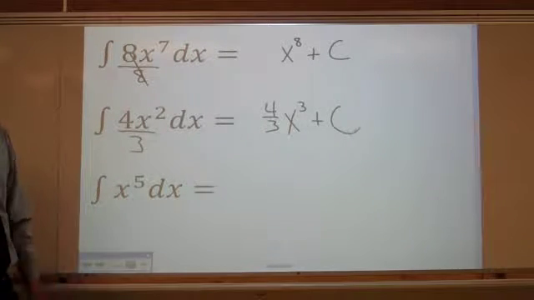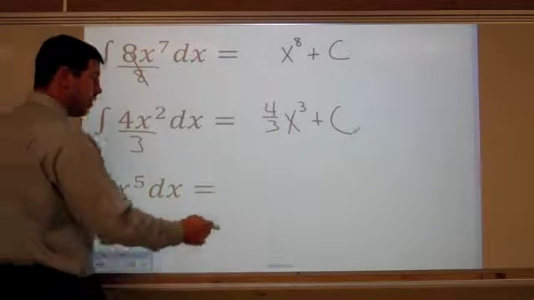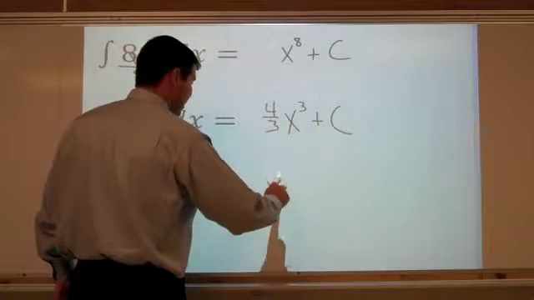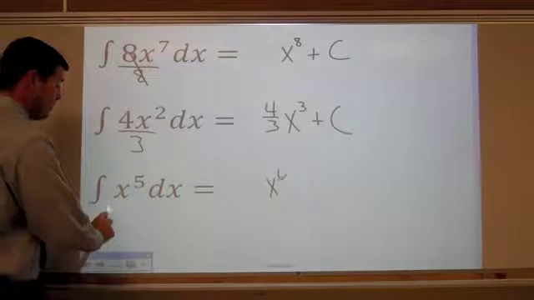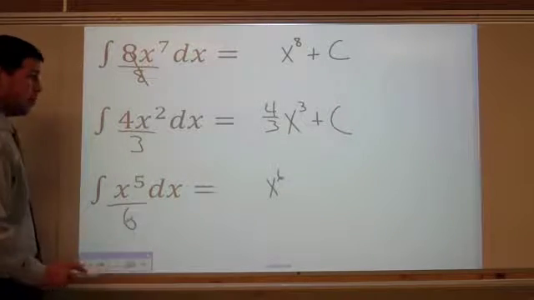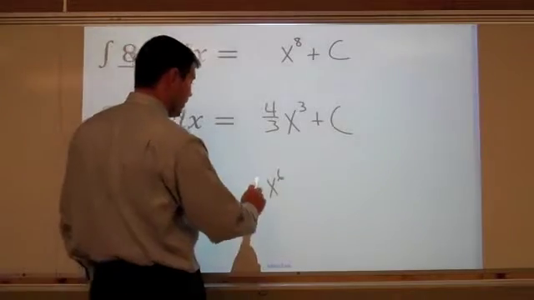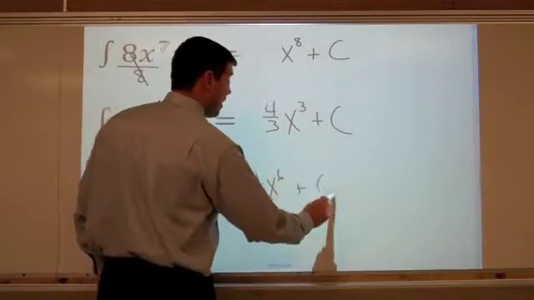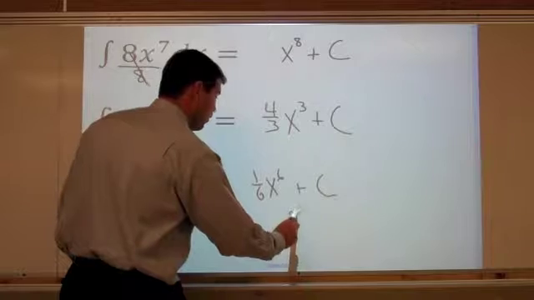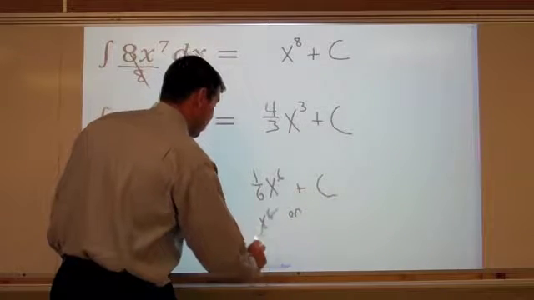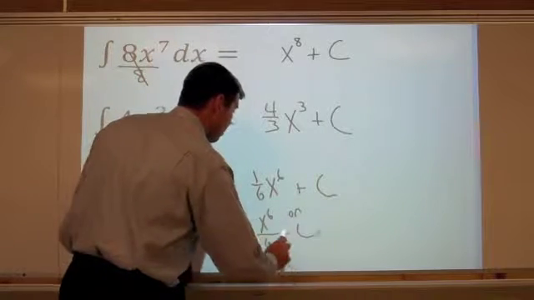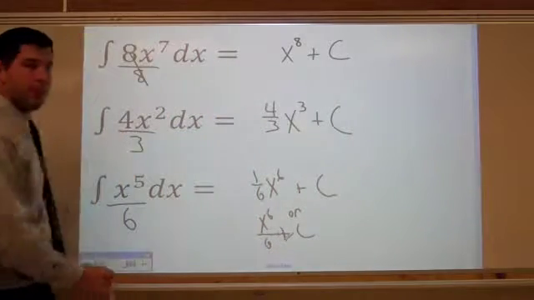Finally, x to the 5th. I want to add a power, so I know I'm going to get x to the 6th. Divide by your new power, which is going to be over 6, so you can either write this as 1/6 x to the 6th plus c, or x to the 6 over 6 plus c. Either way.